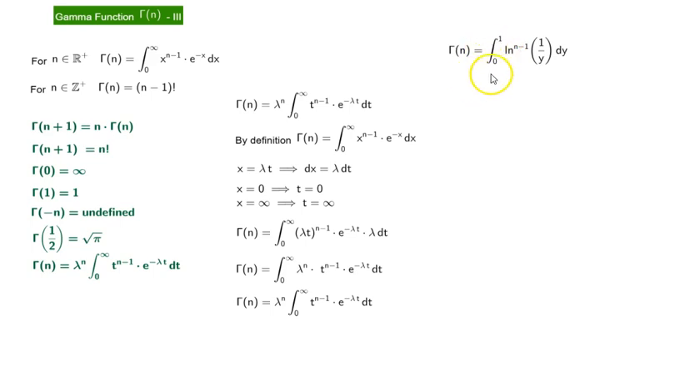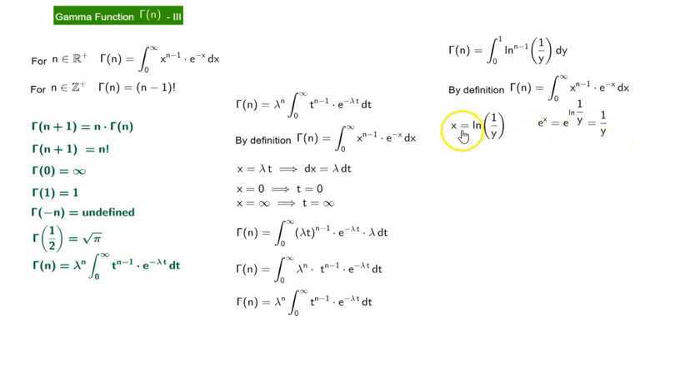Gamma of n is equal to the integral 0 to 1 of natural log to the power of n minus 1 of 1 by y dy. Again, we start with the definition. Gamma of n is equal to the integral from 0 to infinity of x to the power of n minus 1 times e to the power of minus x dx. So here let x be equal to natural log of 1 by y. Then e to the power of x is equal to e to the power of natural log of 1 by y, which is equal to 1 by y.